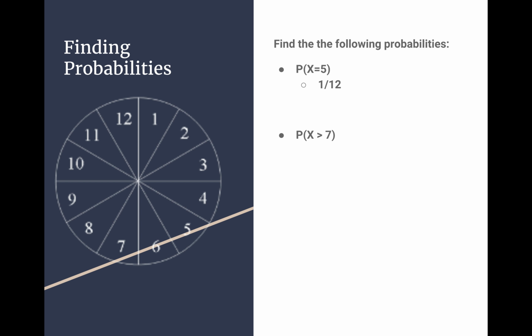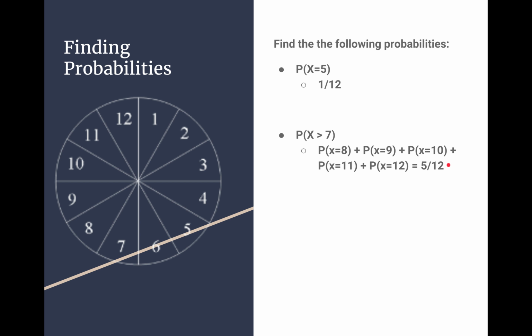The next probability that we're looking at is that x is greater than 7. So when it's greater than 7, it doesn't include 7, but that could include 8, 9, 10, 11, and 12. So the probability that x is greater than 7 is really the probability that x equals 8 plus the probability that x equals 9 plus the probability that x equals 10 plus the probability that x equals 11 plus the probability that x equals 12. And that's 5 out of 12 because those are 1, 2, 3, 4, 5.